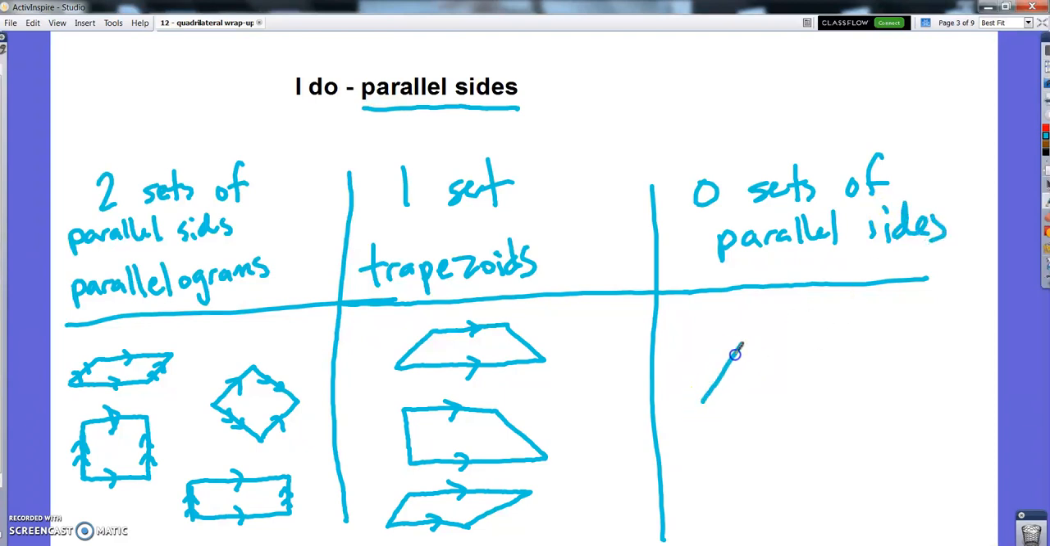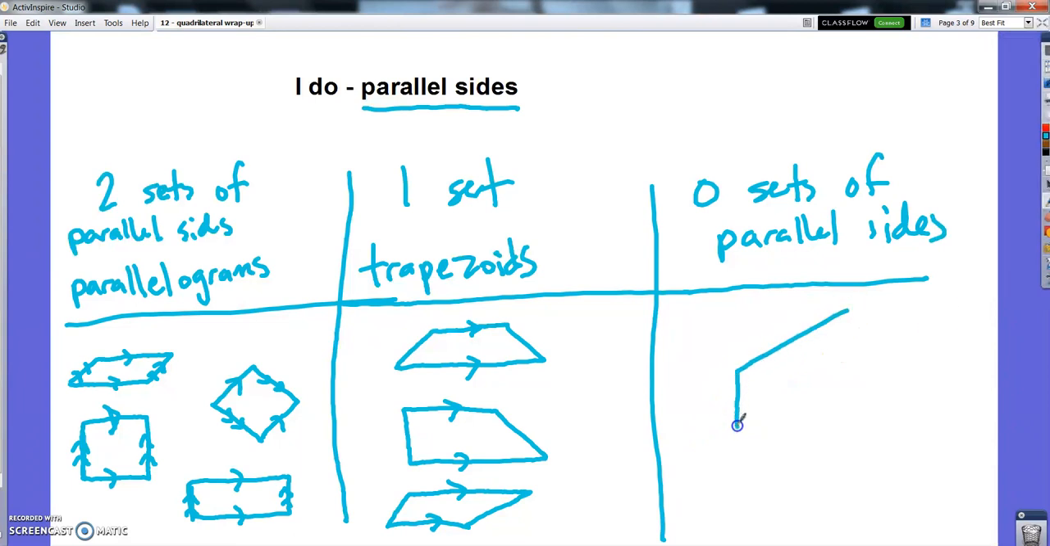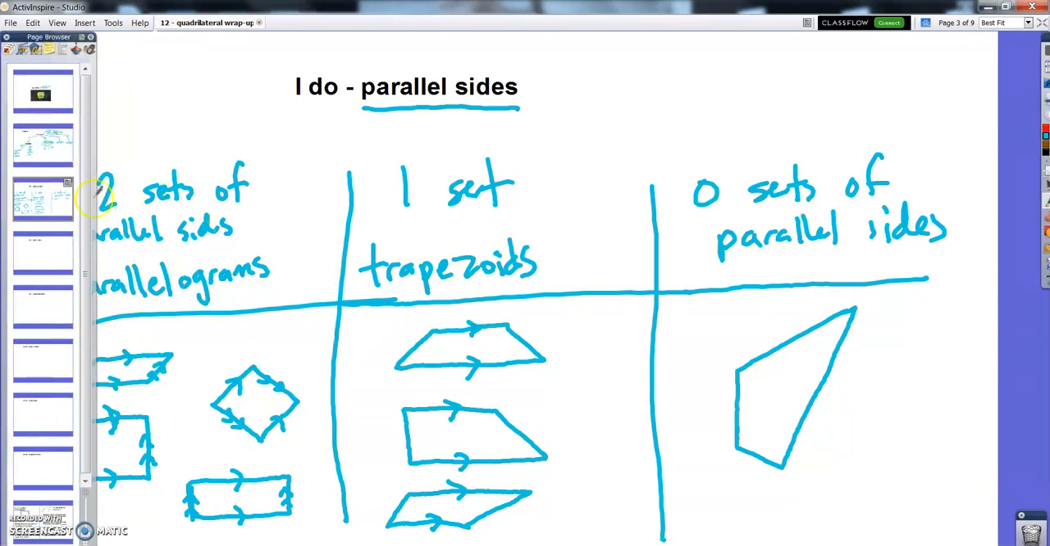I can draw some quadrilateral that doesn't have any. These are always harder for me to draw. How about 1, 2, 3, 4. That's a quadrilateral. No parallel sides anywhere. They don't get a special name. They're just called quadrilateral. So we name them by parallel sides. We either call them parallelograms or trapezoids or neither. Okay. All right, come on, next page.